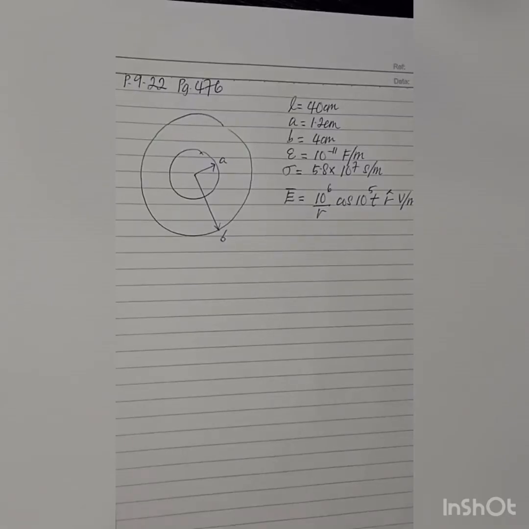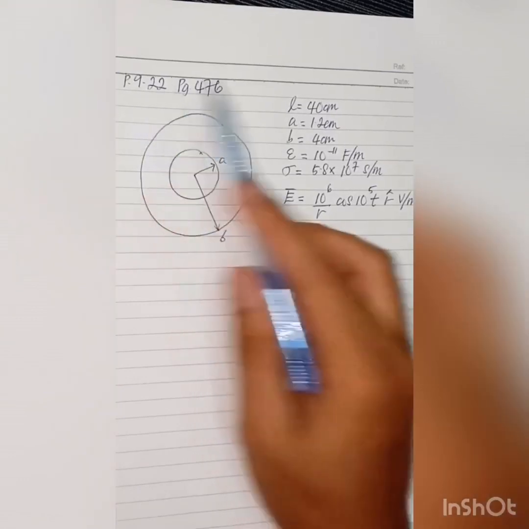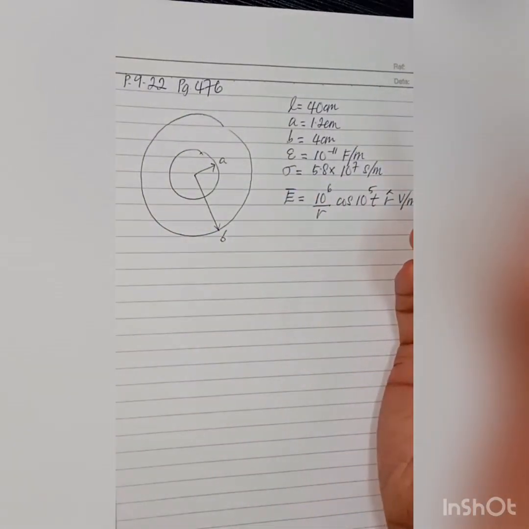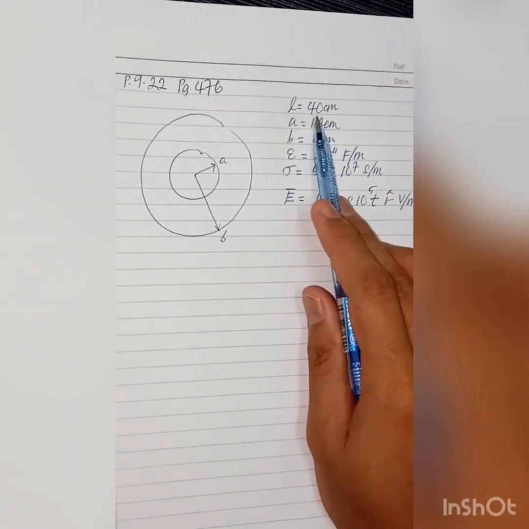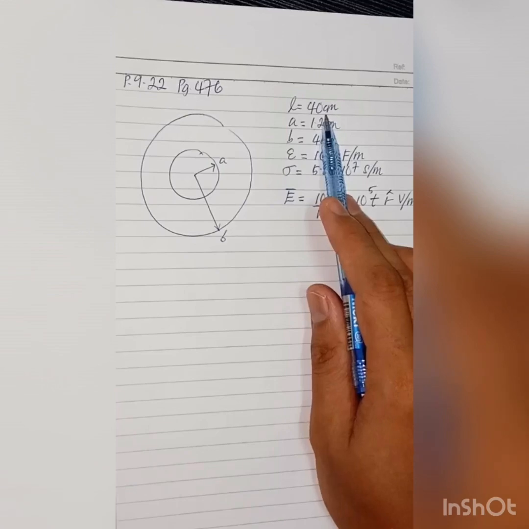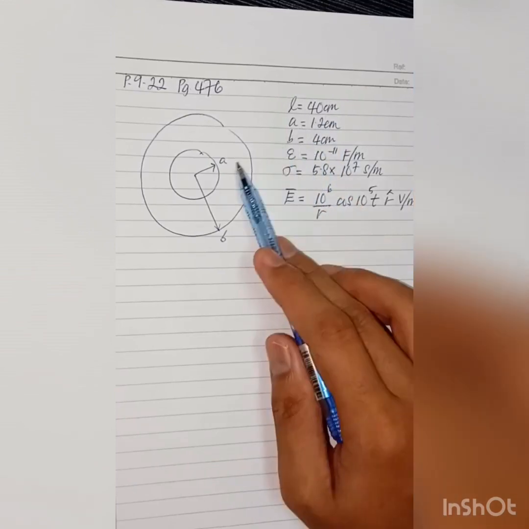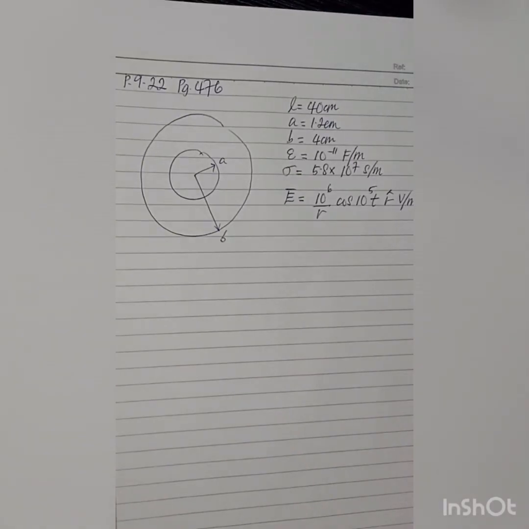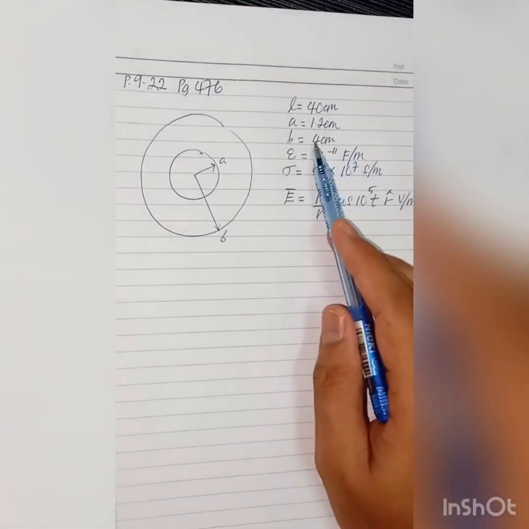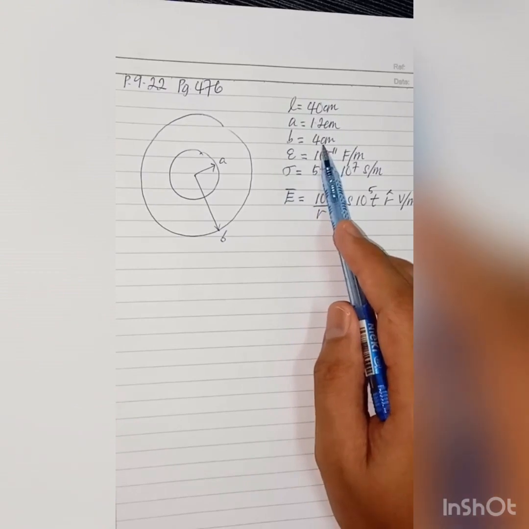Hello guys. Okay, turn to page 476 of problem 9.22, and for this case you are given a coaxial capacitor with length L of 40 centimeter, and then it has an inner radius of a equal to 1.2 centimeter, and also for the outer radius, which is 4 centimeter.